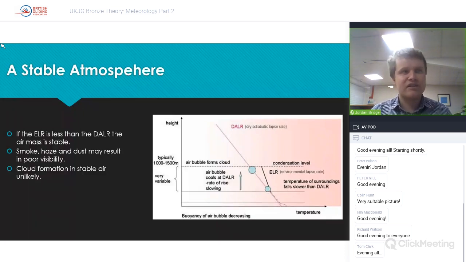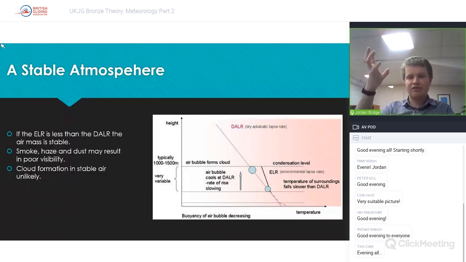Now, in these conditions, it's generally when we get subsidence, where you've got a high pressure and that air is cooling and descending on top, pushing down on the surface. This sort of condition will cause more smoke, haze, and dust because this air gets trapped in something called a temperature inversion, which we'll look at as well.